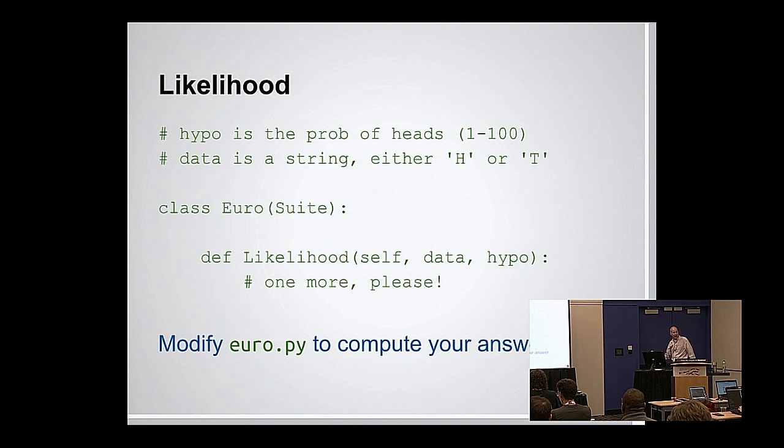And here's what I want you to figure out. So we're going to have a class called Euro. It inherits from Suite. We're writing a likelihood function. Somebody's going to give you the data and the hypothesis. Data is going to be a string. It's either capital H to represent heads or capital T for tails. And hypo is the hypothetical probability, the hypothetical value of x. And so it'll be a number, and you can think of it as an integer or a floating point value, doesn't matter, but it'll be in the range from 0 to 100. I don't know why I said 1 there. So from 0 to 100. And your job is to modify euro.py to fill in this method.